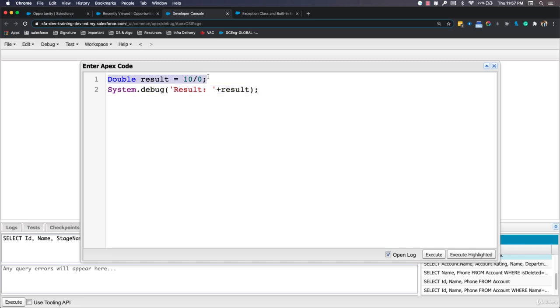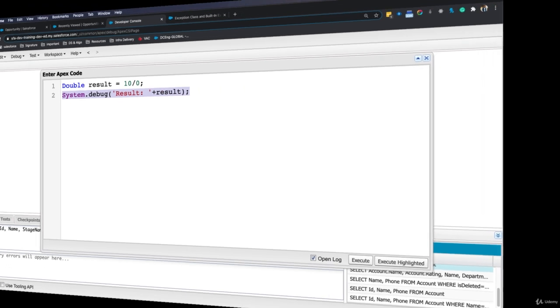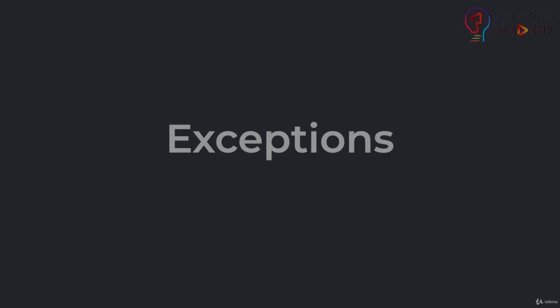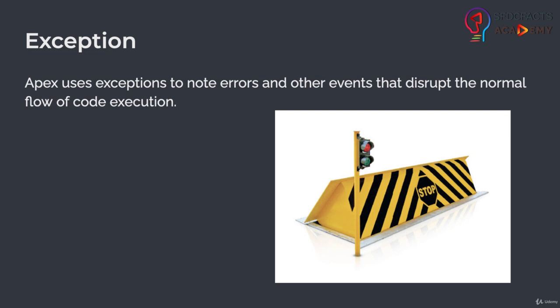So as soon as Apex tried to execute this statement and tried to calculate the result, it found out that it's not possible and it's an exception. An exception was thrown here and the rest of our code was not executed. In this video, we are going to learn about exceptions. Many times when you execute your code, you see different exceptions thrown by Apex. These exceptions stop the execution of your code. So an exception is nothing but an error thrown by Apex to stop your code execution.